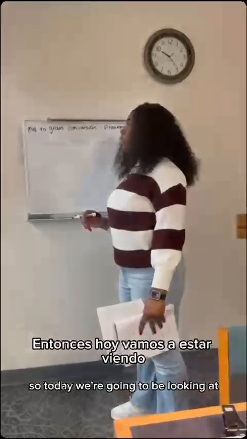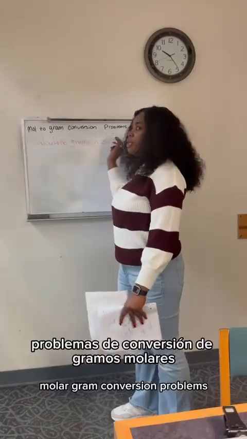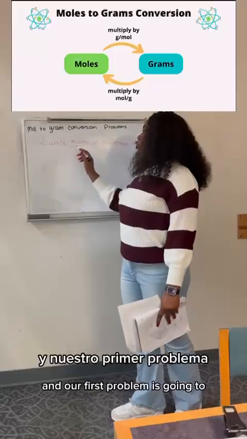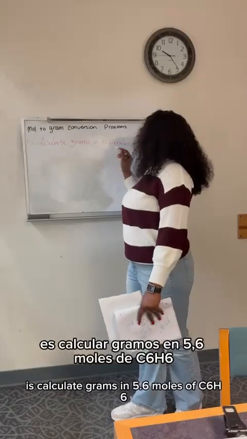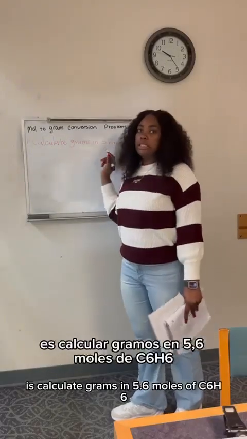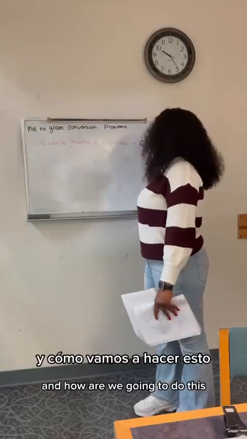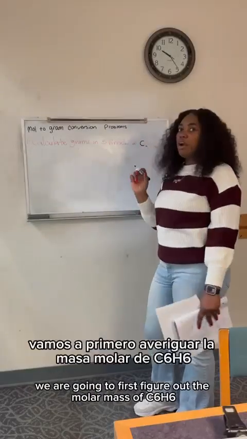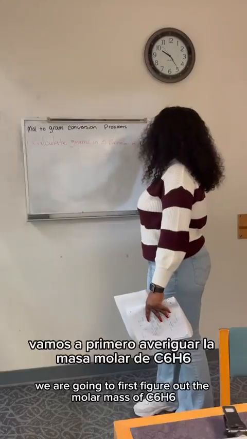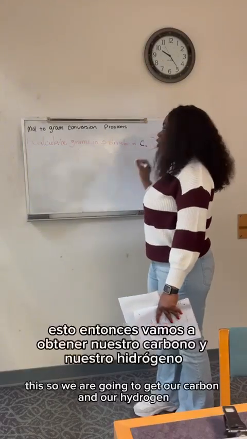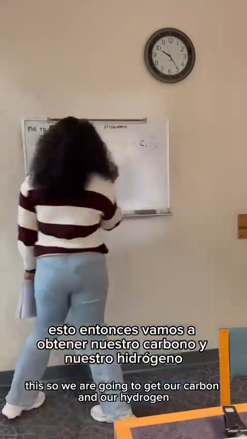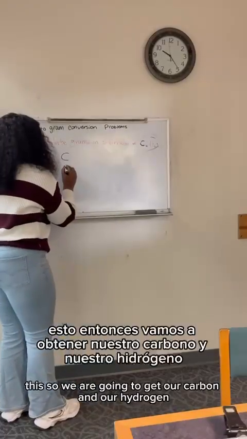Everybody. So today we're going to be looking at mole-gram conversion problems, and our first problem is calculate grams in 5.6 moles of C6H6. And how are we going to do this? We are going to first figure out the molar mass of C6H6, so we are going to get our carbon and our hydrogen.